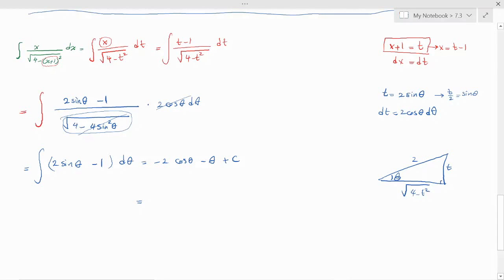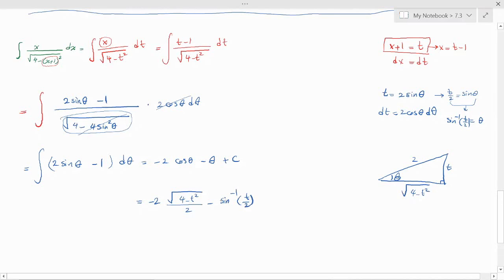Pythagorean identity. This is a right angle. So I can answer this question and say negative 2 cosine theta would be square root of 4 minus t squared divided by 2 minus theta. What is theta? Theta, we cannot figure it out through the triangle. We have to figure it out through this. Theta would be sine inverse of t over 2. So I can write theta as sine inverse of t over 2, plus some constant.